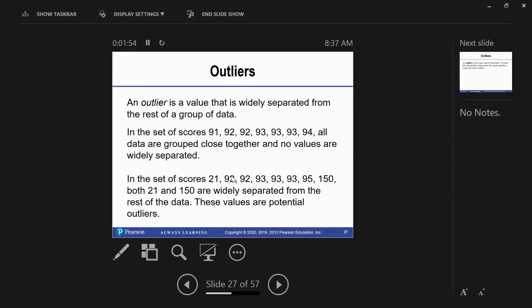However, if you look at the scores, 21, 92, 92, so on, all the way up to 150, when you look at those scores, the 21 and the 150 are widely separated from the rest of the data. So those two numbers are potential outliers.